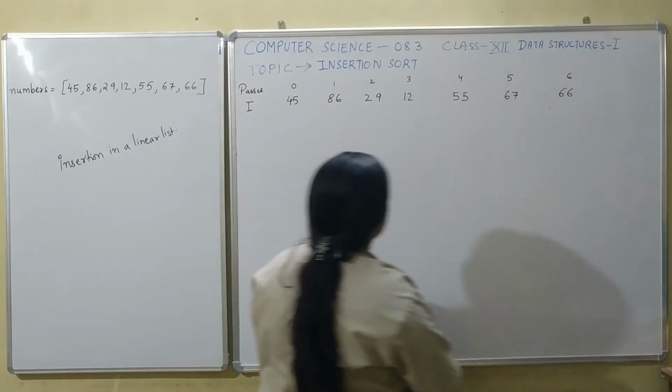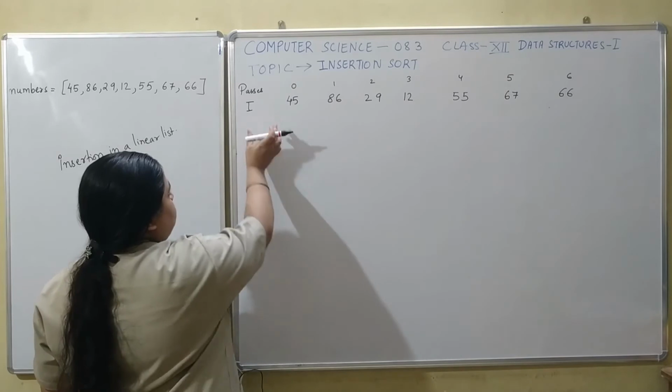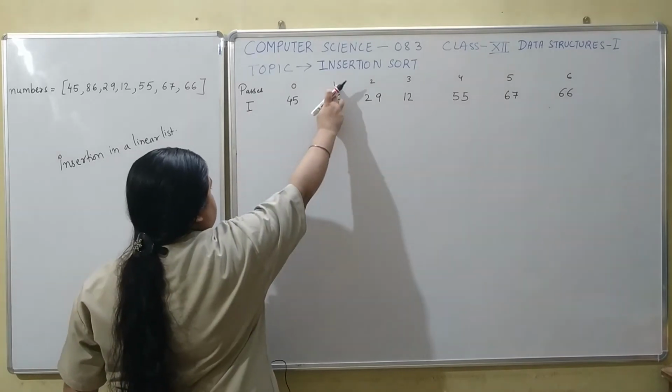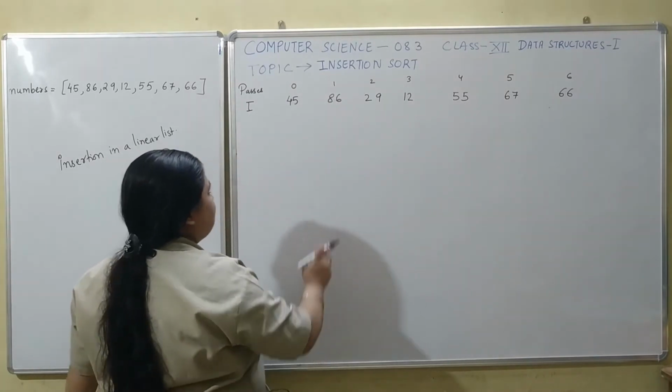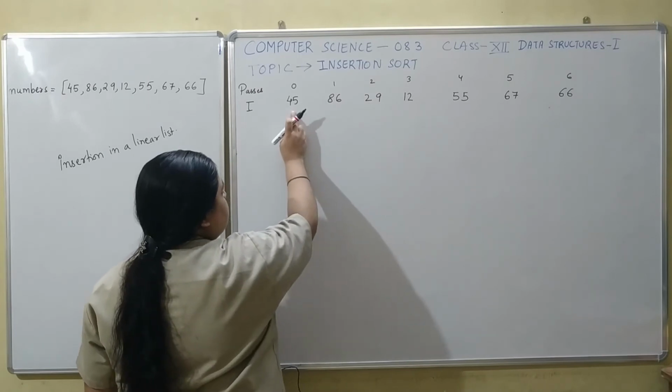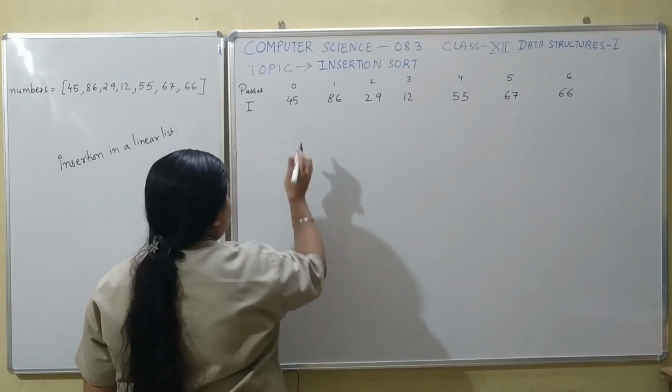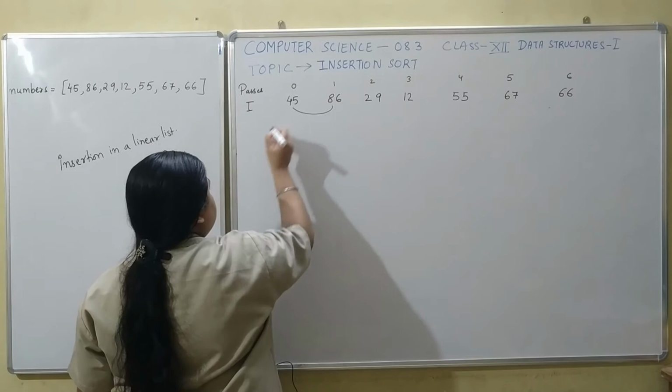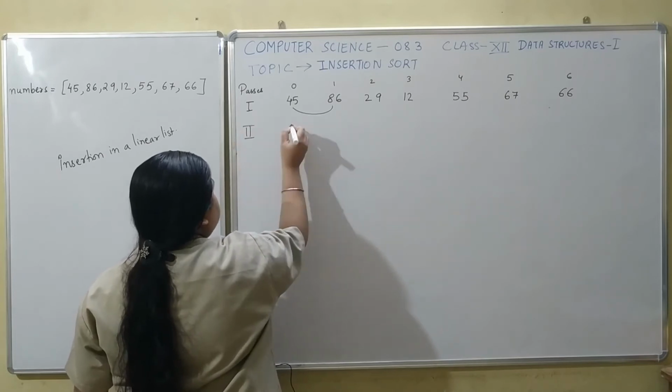So we will start with the first pass, and because it's the first pass we will start from index 1. So is 86 less than 45? Answer is no. So we are going to just move on to our second pass.